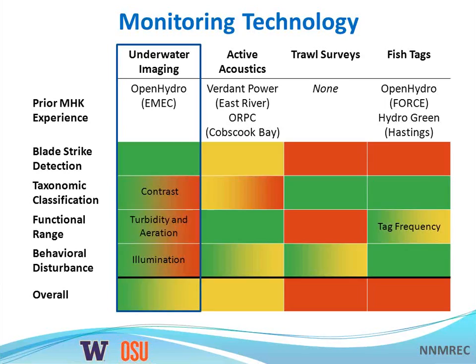Fish tags, which have been used at a couple of different projects, are not suitable for detecting blade strike in this location because you can't collect the tagged fish after they've passed through the turbine, though tags certainly do provide a high level of taxonomic, not to mention individual classification, with a good functional range and low behavioral disturbance. They're a great tool, just not a great tool for evaluating blade strike. Next slide.